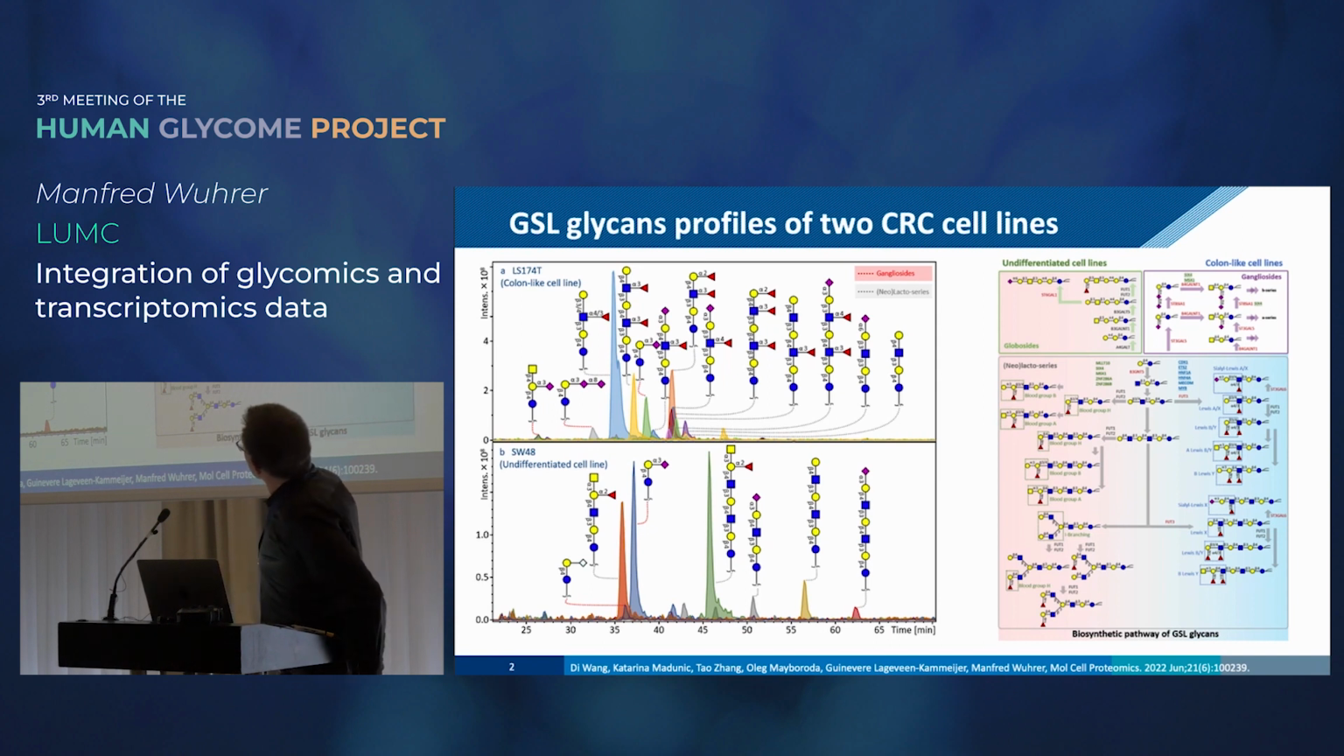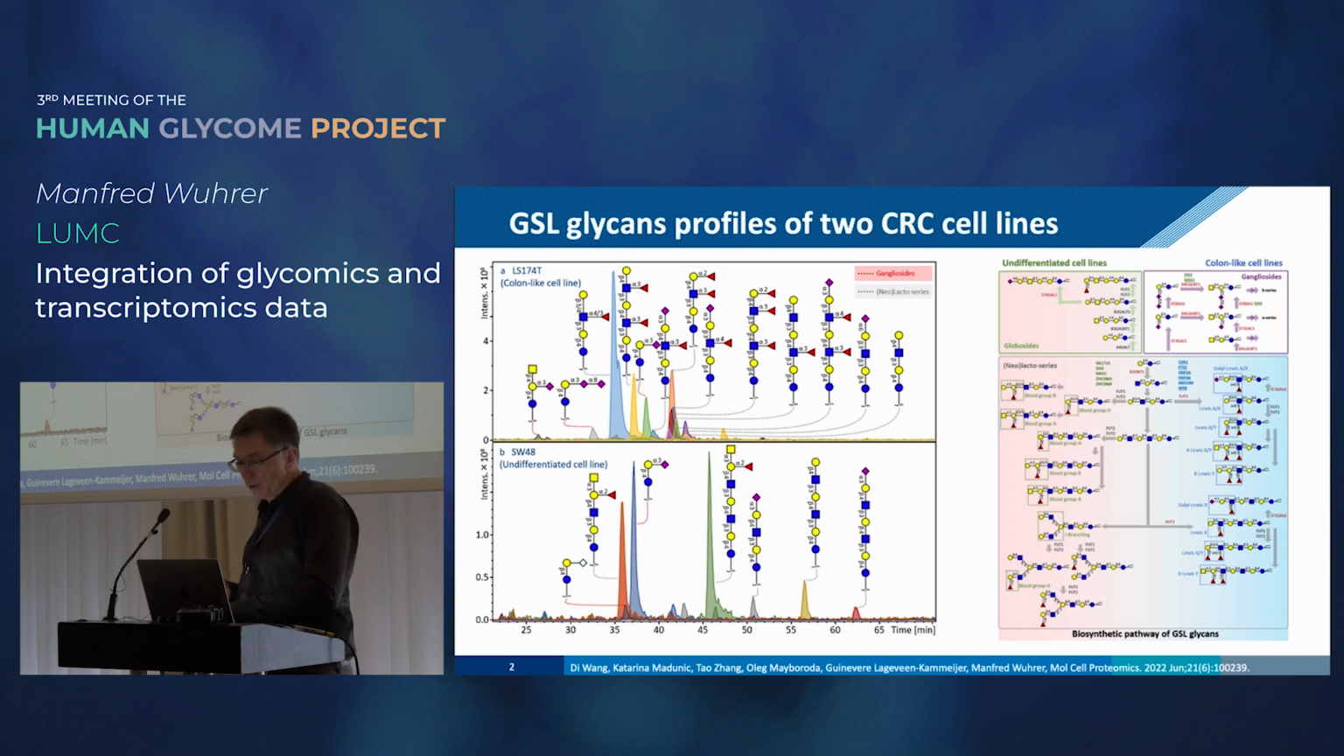And this is already kind of a summary of the first part of the talk, where I show that there's a differential expression of glycosphingolipids for undifferentiated versus colon-like differentiated cell lines. And here again, these structures are shown. So blood group type structures like these ones here with a B or A blood group antigen are in the undifferentiated cells, while with the differentiation of the colon epithelium, we see an upregulation of Lewis-type structures.